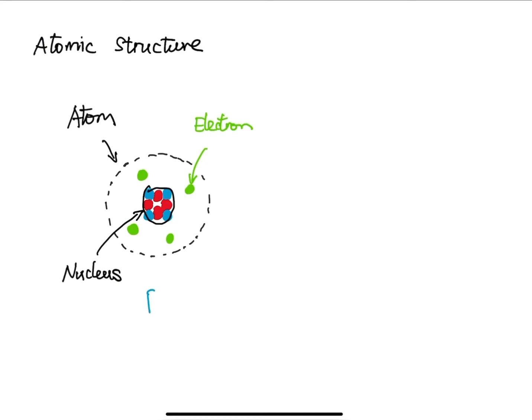The nucleus is composed of protons and neutrons. The neutron is electrically neutral, but electrons and protons are charged. The electron is negative and the proton is positive. For an electrically neutral atom, the number of electrons and protons is the same.